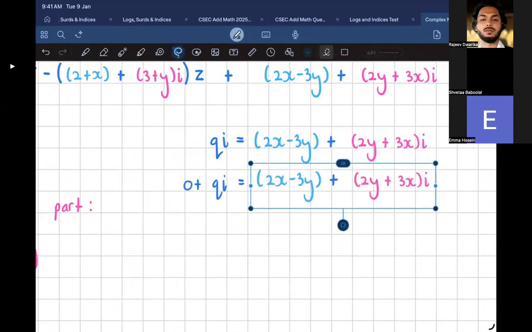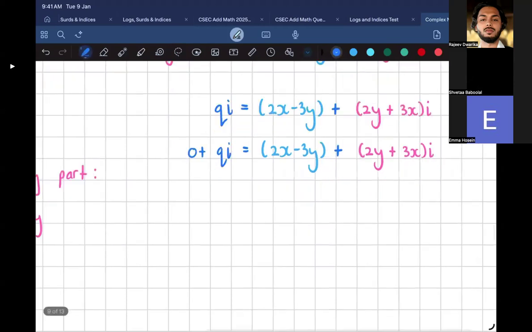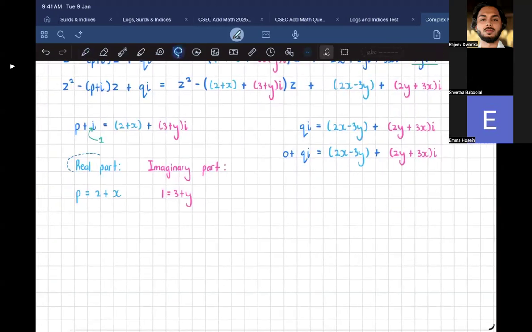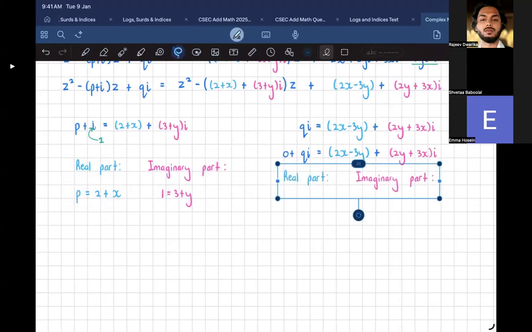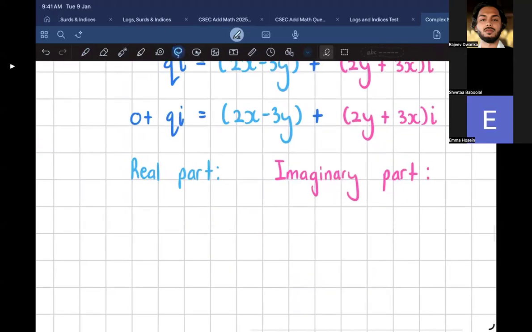And so tell me, if we are equating the real parts, let me just copy and paste this because I'm too lazy. So what would the real parts be equal to? We would say 0 is equal to what? 2x minus 3y. And we would say what for the imaginary parts? q is equal to 2y plus 3x.